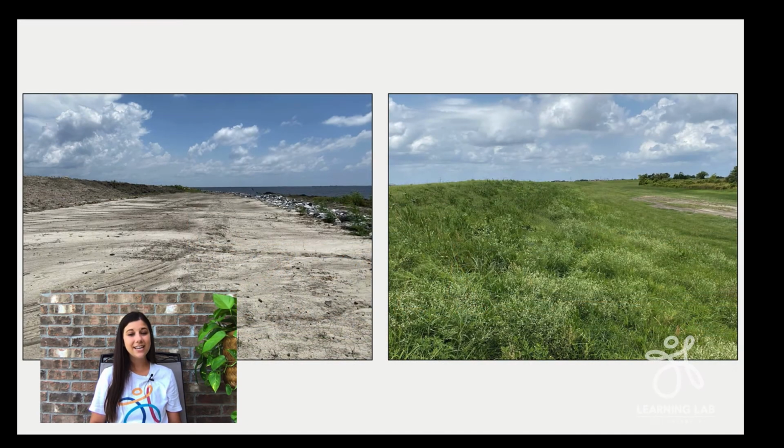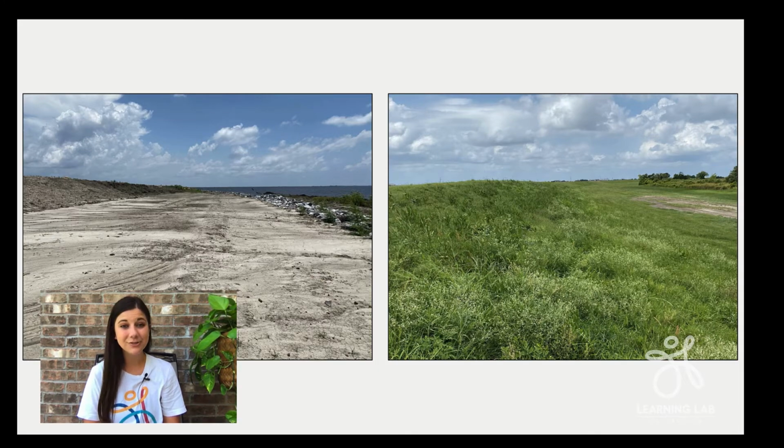Here you'll see another levee located in southeastern Louisiana. You might notice this levee looks a little bit different. It actually has grass and other plants growing on top of it. All this means is that the levee is older, so it's had time for vegetation to grow.